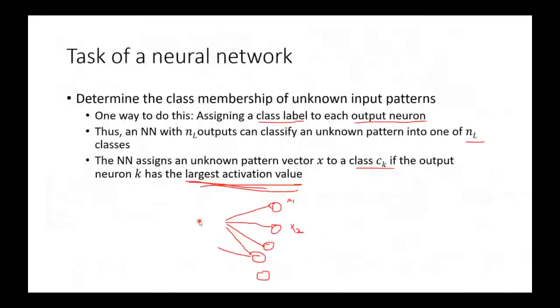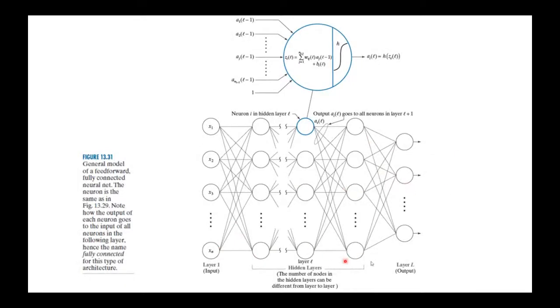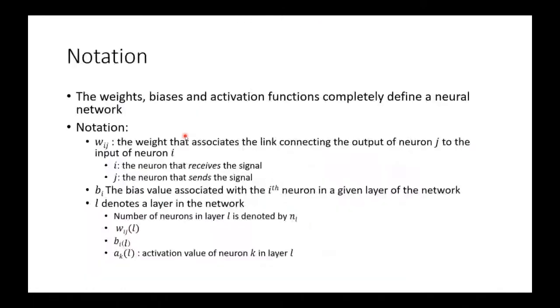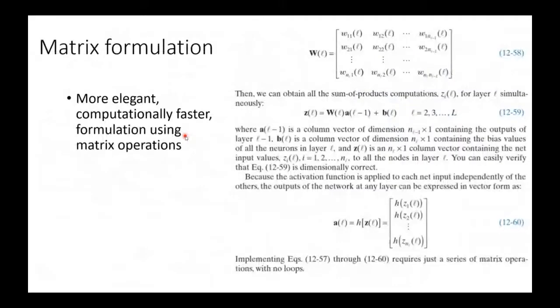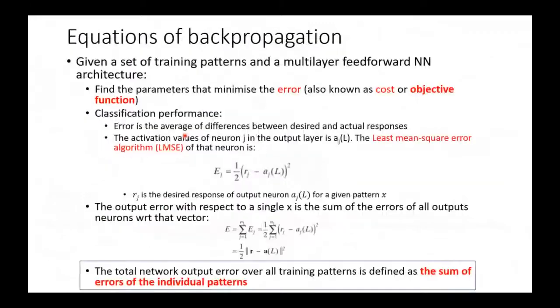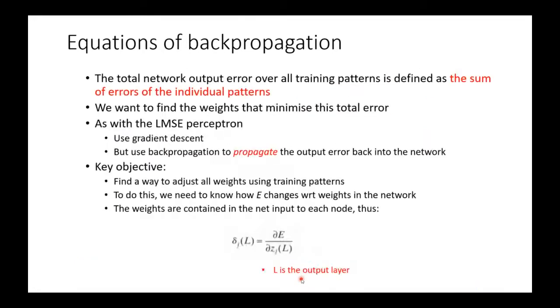So if you have many output neurons here, in this neural network, each one of them will have an error, a least mean square error. So the error for one example will be the sum of this error. The error for the network will be the sum of errors for all the examples in my training set. So the total network output error over all training patterns is defined as the sum of errors of the individual patterns.